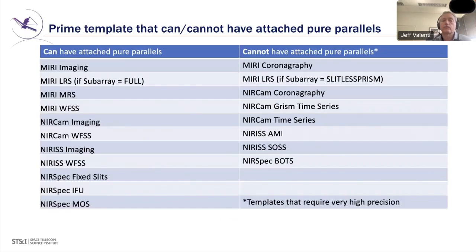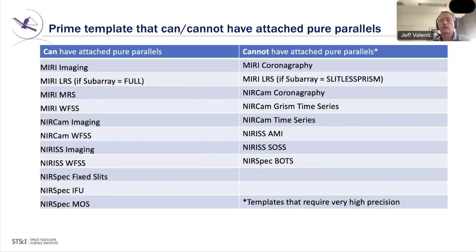There's a bunch of prime templates. APT has this notion of templates. If you're a prime observer, you choose the instrument and then you choose the template and then you fill out other observing characteristics. There are various prime templates that can have pure parallels attached in the left column and those that cannot in the right column.